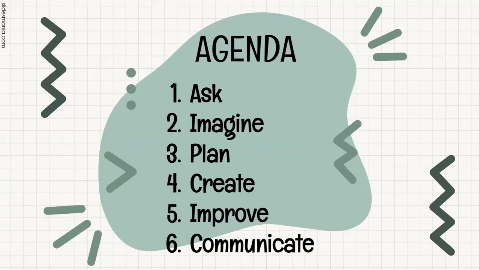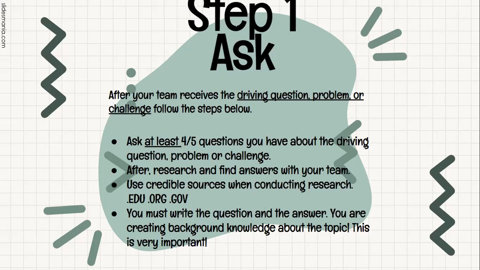So ask, imagine, plan is where we are going to really get into some research. We're going to get to brainstorm and create our plan. This is our hard working stages, okay? Then you move on to the more exciting stages like create and then improve and communicate. So today we're going to go over all 6 steps.